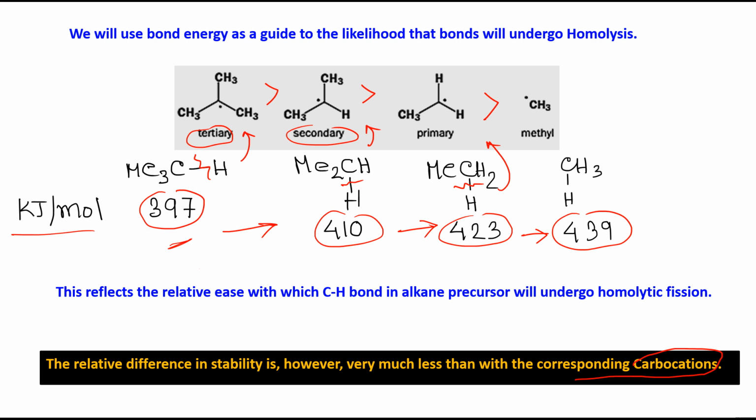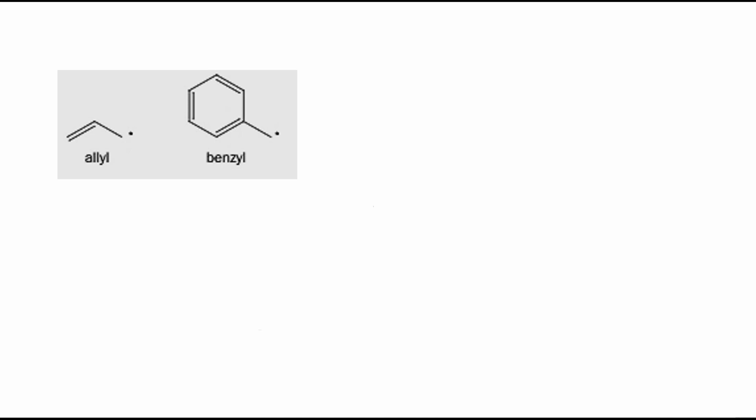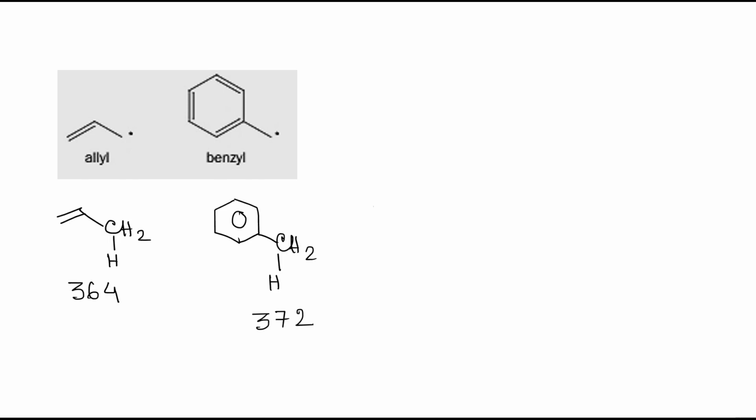Next we will see allyl radical and benzyl radical. Now the corresponding hydrocarbon from which we can make this is basically CH2 double bond CH CH3. So here if you break this carbon hydrogen bond, basically you get a radical here which is this allyl radical. This is the bond energy, 364 kilojoule per mole, and for this benzyl radical generation basically we have to break this carbon hydrogen bond of toluene. This is the corresponding energy.